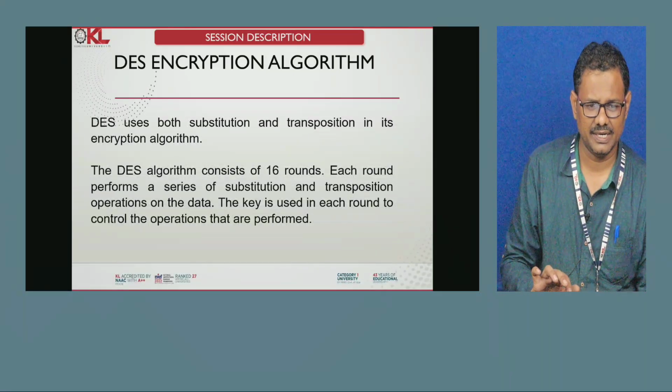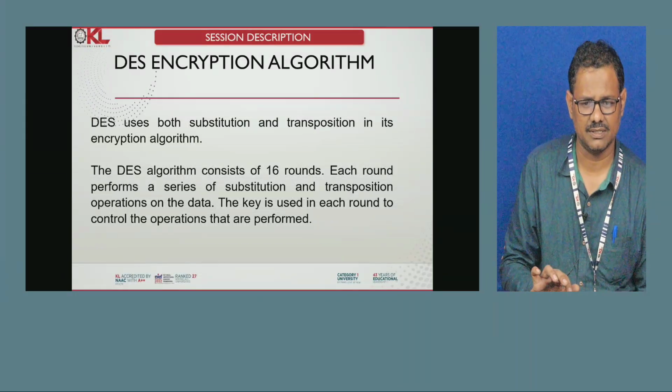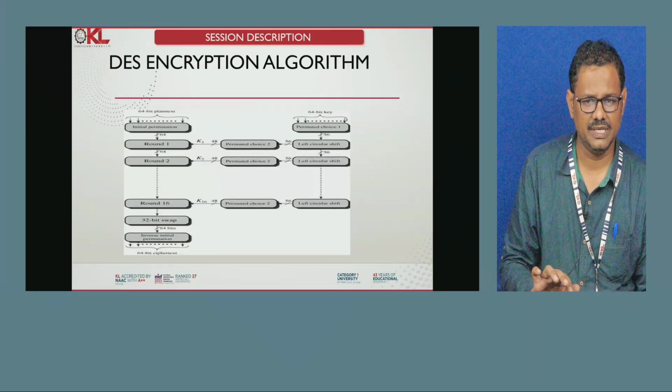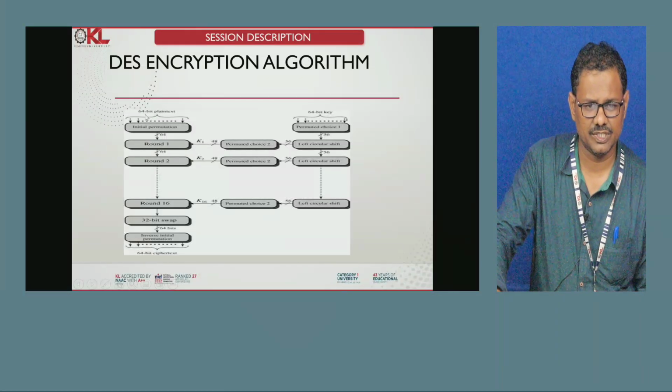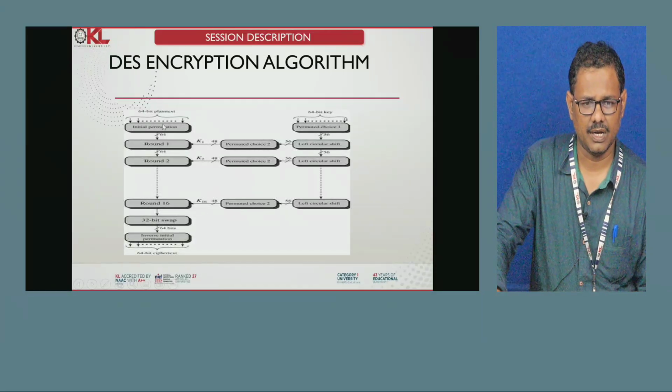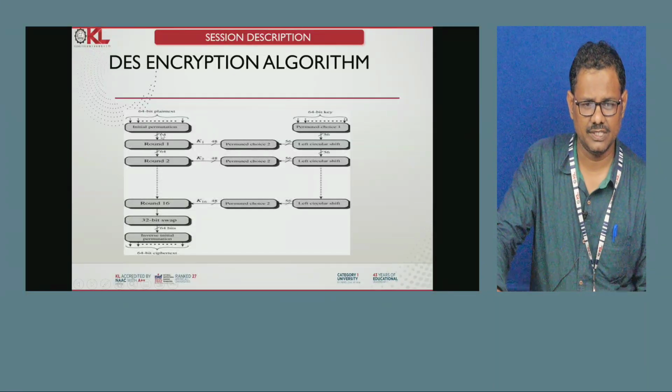This algorithm mainly contains 16 rounds. In each round we have to control the operations, and you use separate keys. We will discuss this. So this is the DES encryption algorithm. First we give the 64-bit plain text as input to the initial permutation. After the initial permutation, we again get a 64-bit output, which is input to round 1.